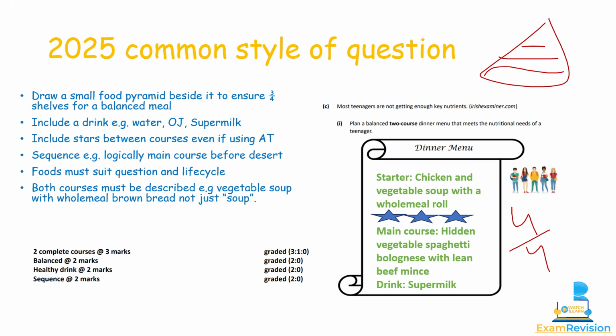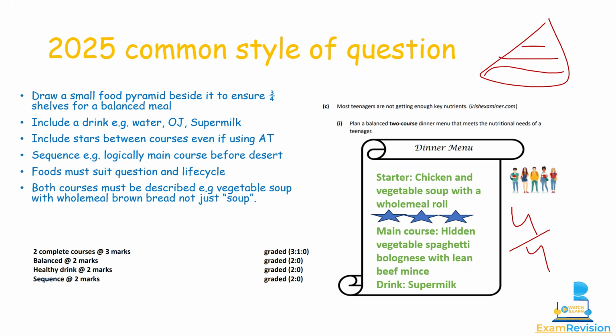Include stars between courses, okay? Even if you have assistive text, so you're typing out your exam, make sure you know where to find the star option on Microsoft Word. Sequence, okay? So make sure that, for example, your starter is first, then your main course, or your main course first and then your dessert. Foods must suit the question and life cycle. So if you decided to go with, I don't know, beef burgers and chips, that's not necessarily a balanced meal, so it's not going to meet the question, okay?